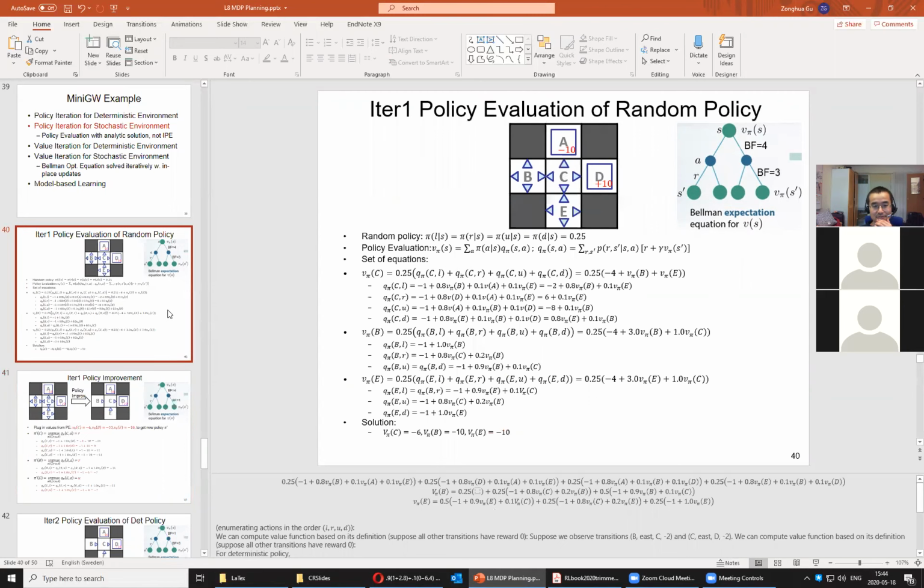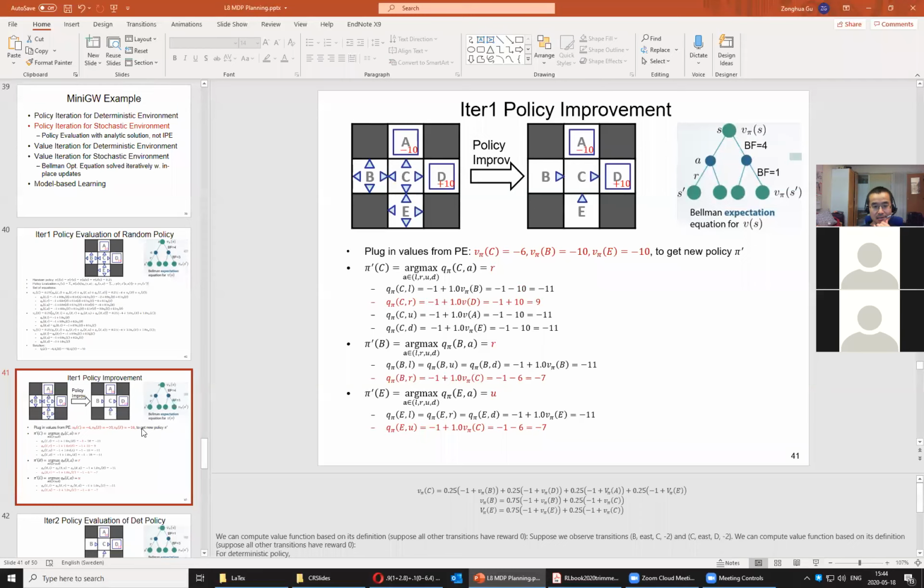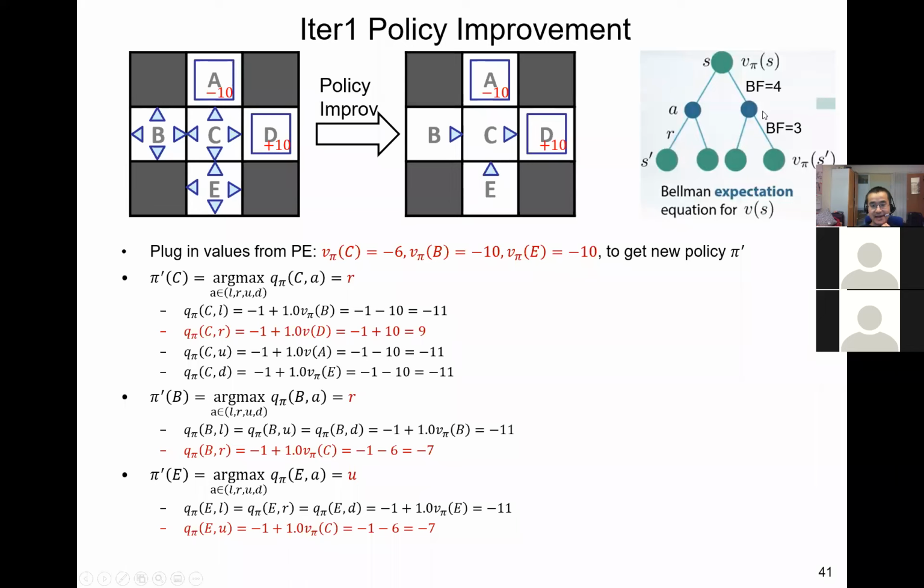Did I make a mistake here? So policy evaluation gives you the V's, and then you run policy improvement. Okay, yeah, this is 3. The branching factor for the environment is still 3. So the improvement step is similar to the last time. So we have gotten the optimal policy after this step.